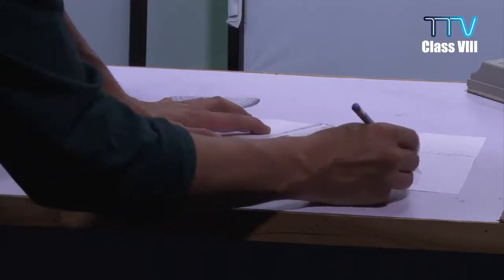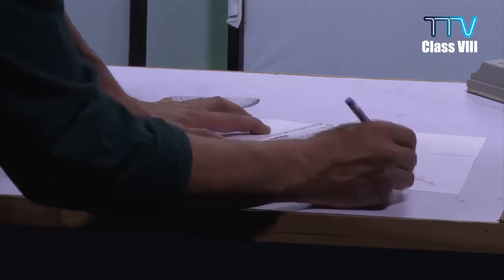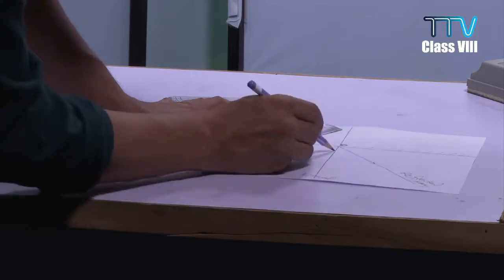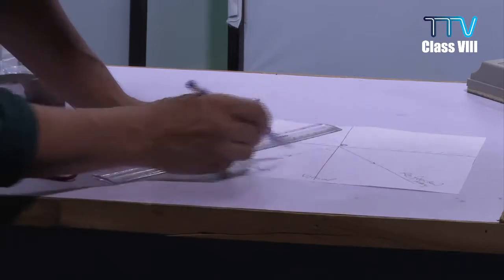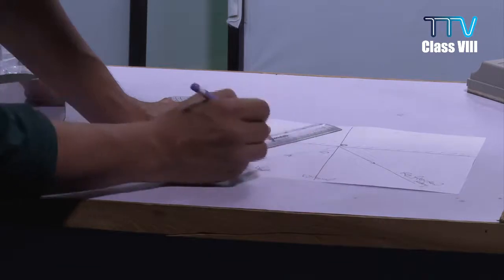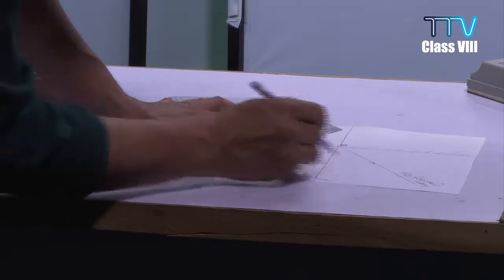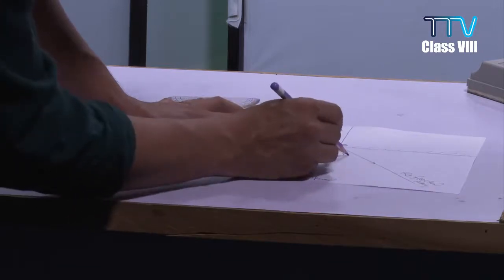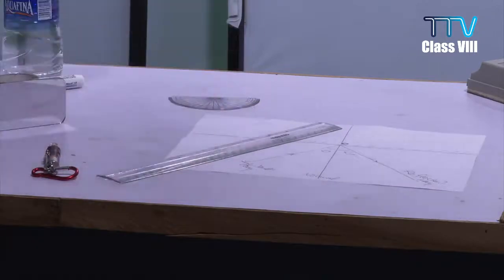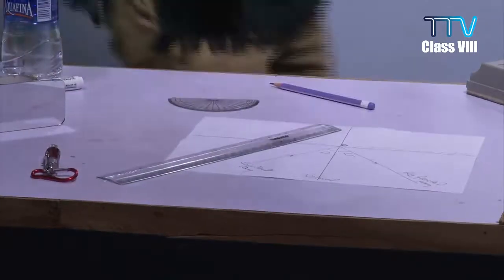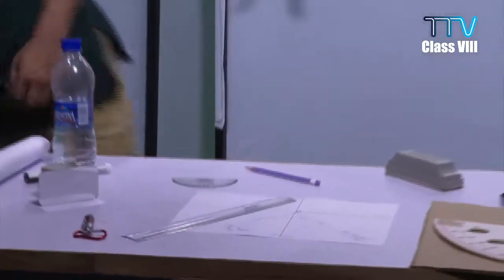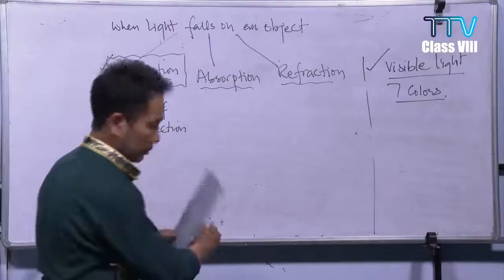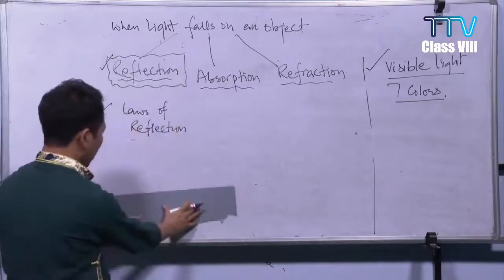This is your reflected ray, and this angle between the incident ray and the normal is angle I, and the angle between the reflected ray and the normal is angle R. Those are the laws of reflection.